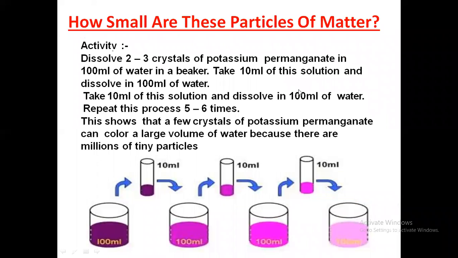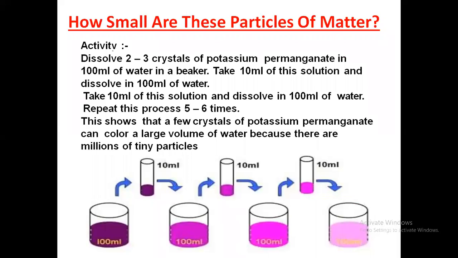First, the activity which shows how small the particles of matter are. To do this activity, we just have to take 2 to 3 crystals of potassium permanganate, which we have to dissolve in 100 ml of water taken in a beaker. After dissolving, you see that the color of the water changes to dark pink.